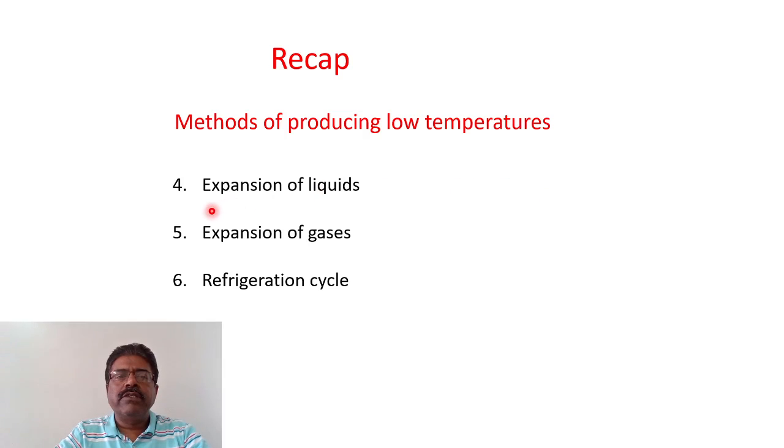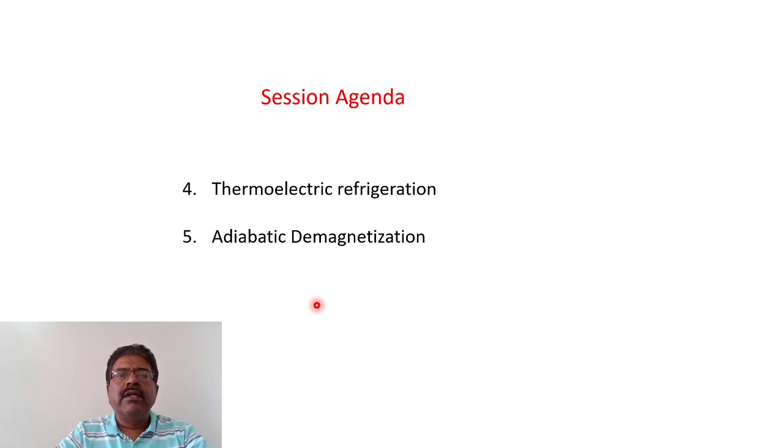Last time we discussed two techniques. First, expansion of liquids, and second, expansion of gases. And we also discussed the refrigeration cycle. Now, today we are going to further study two more techniques to obtain low temperatures. First is thermoelectric refrigeration, and second is adiabatic demagnetization.